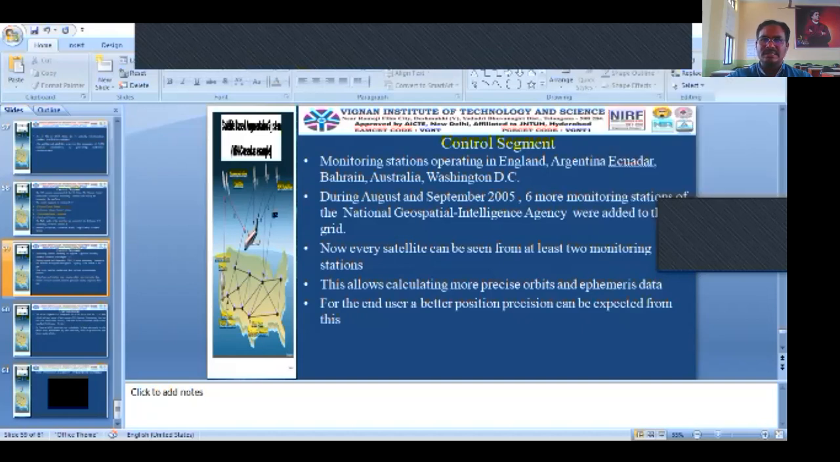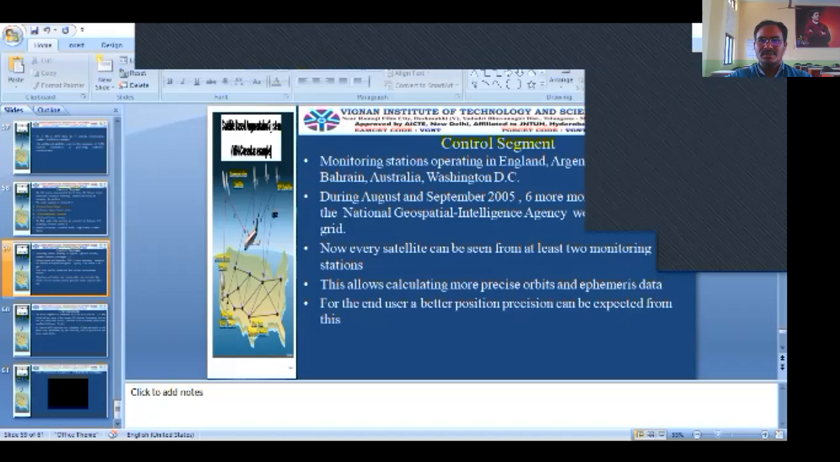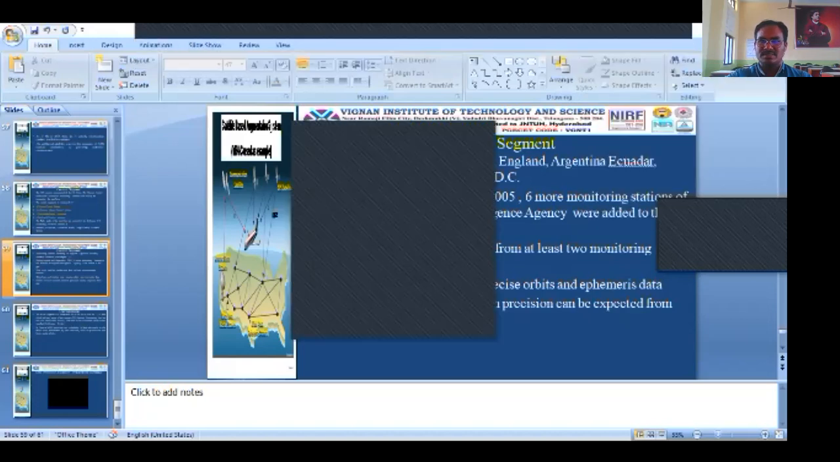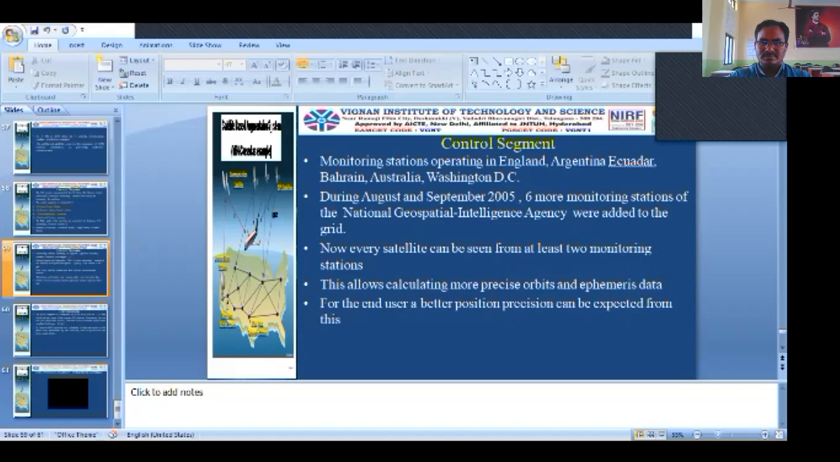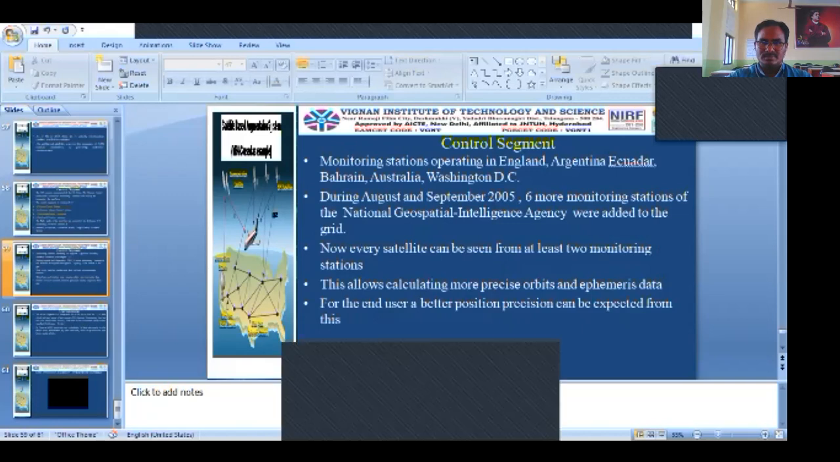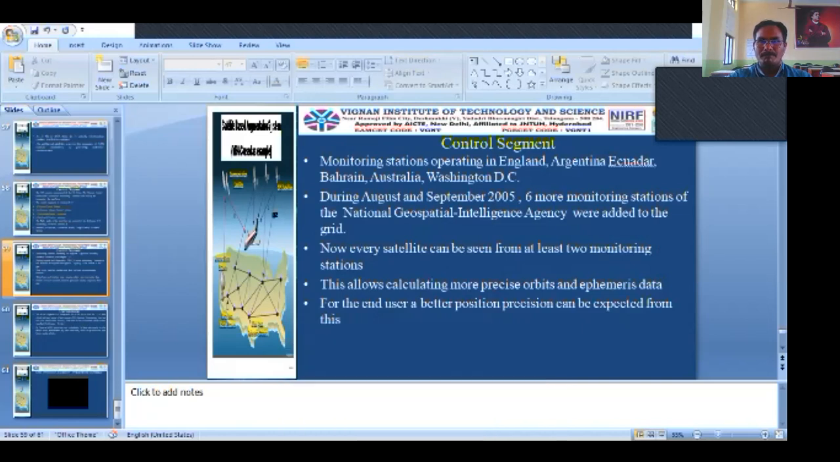Okay, if not, then we will move on to the last topic, that is called Gagan. Gagan is an Indian technique. Let me open the slide first.